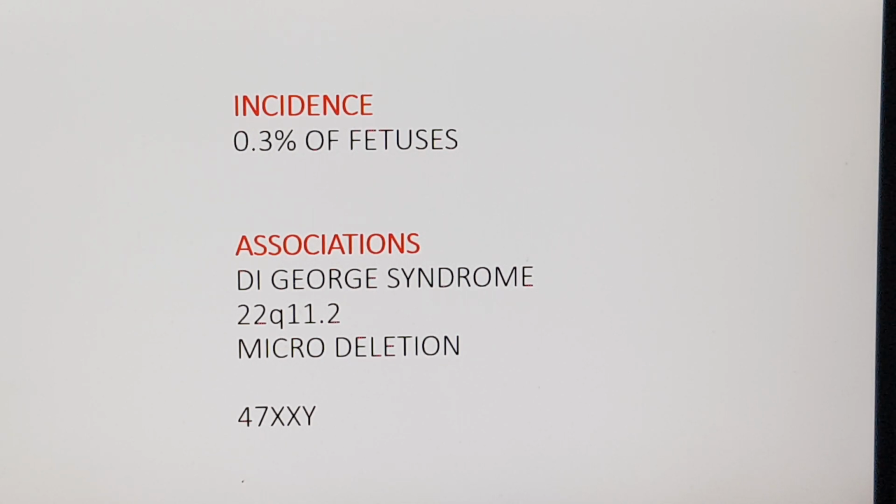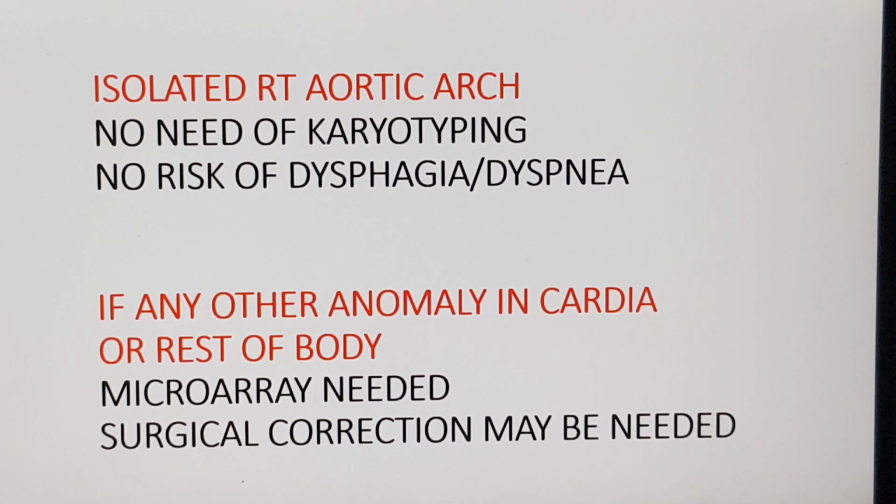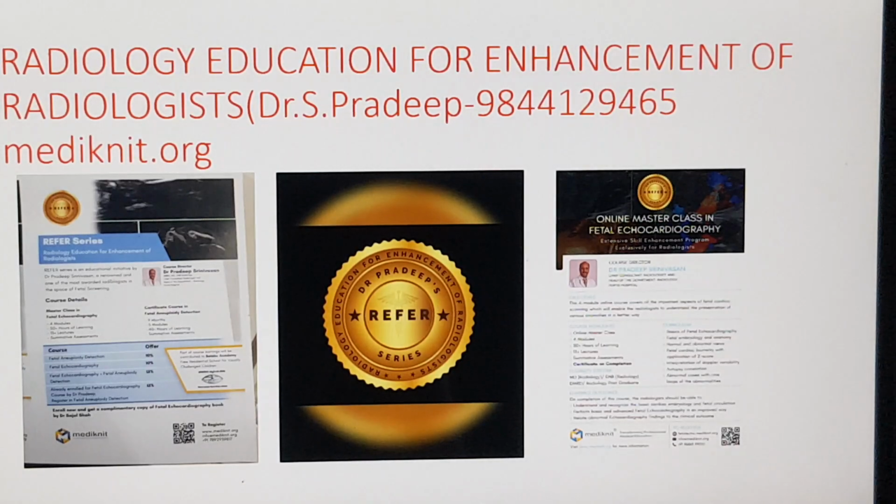Associations are DiGeorge syndrome, 22q11.2 microdeletion, 47XXY. A vascular ring forms when there is right aortic arch with aberrant left subclavian artery or when there is double aortic arch. If there is an isolated right aortic arch, there is no need for karyotyping and there is no risk of postnatal dysphagia or dyspnea. If any other anomaly in cardiac or rest of the body is noted, then we need to do amniocentesis microarray and postnatally surgical correction may be needed.